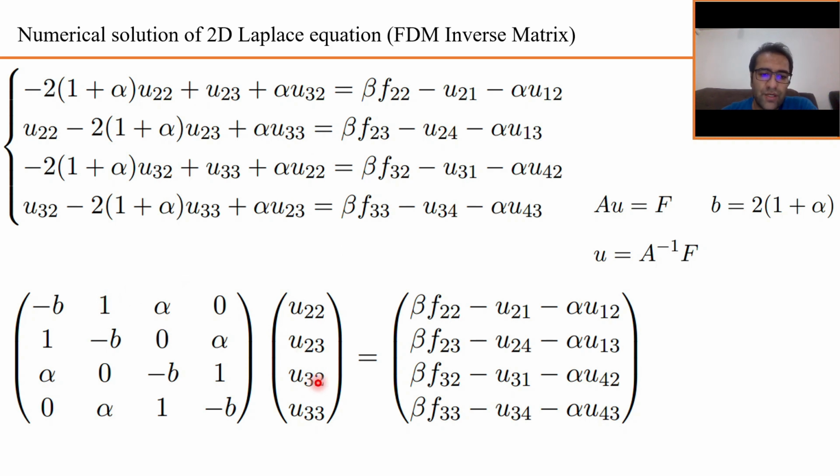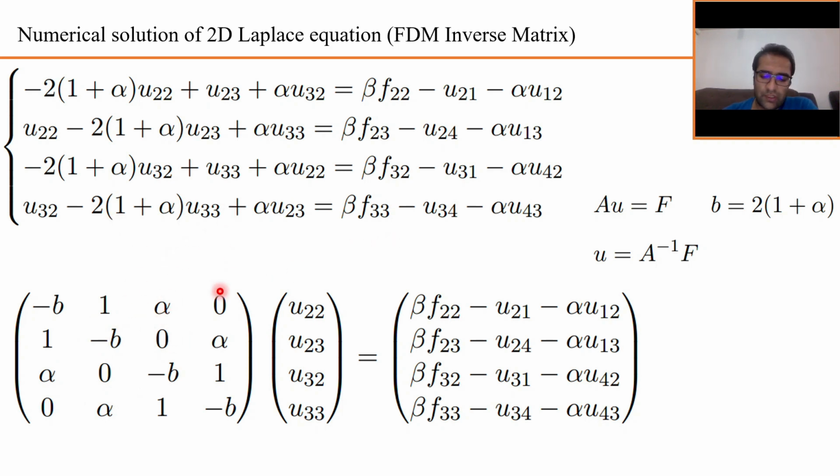Do we have U32? Yes, we have U32 in the first equation, and the coefficient is alpha. We write this coefficient here. Do we have U33 in the first equation? Let's see. No, there is no U33, so the coefficient should be 0. And you can check all the rest of the terms, they are simply like this.